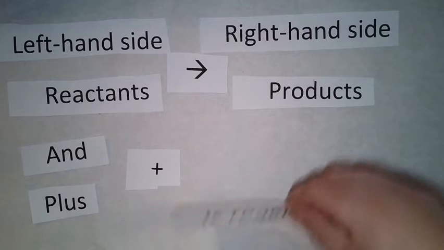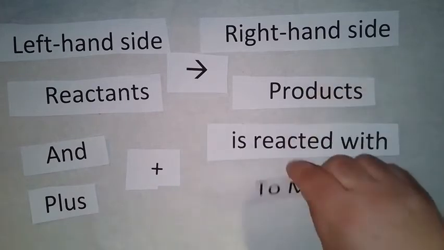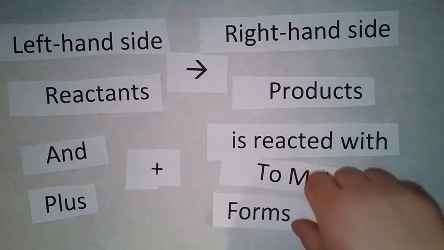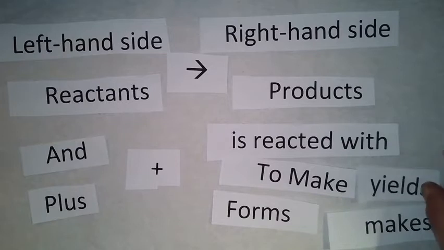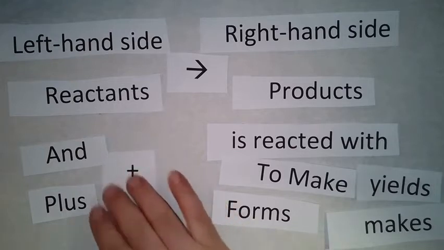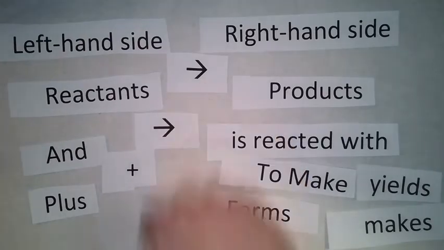Anytime I say "is reacted with," "to make," "forms," "makes," or "yields," that indicates that everything to the right is going to be a product. What is it going to be to the right of? It will be to the right of our directional arrow.